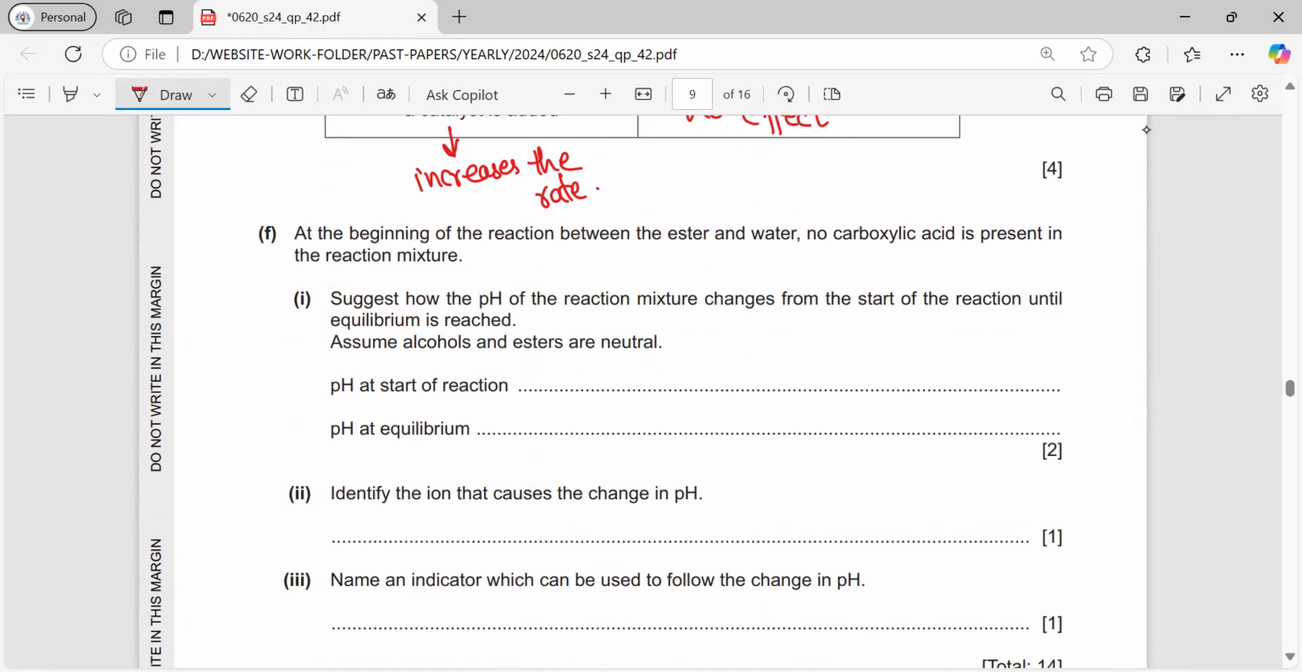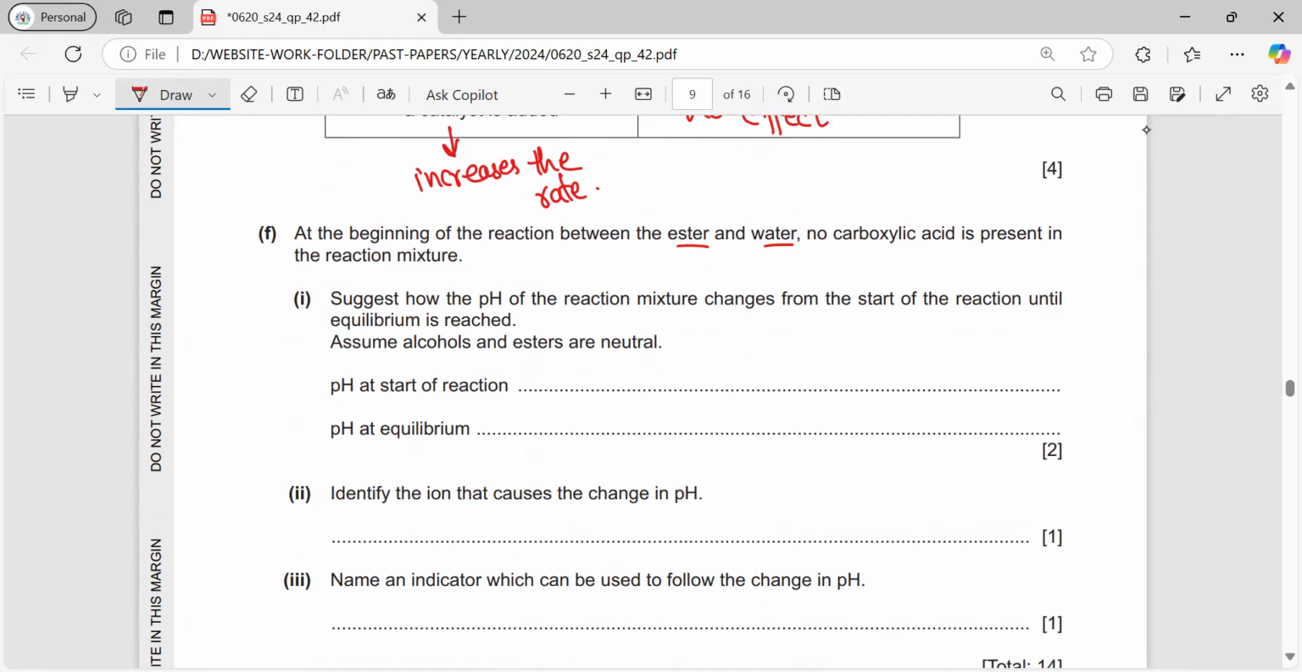At the beginning of the reaction between ester and water, no carboxylic acid is present in the reaction mixture. Suggest how the pH of the reaction mixture changes from the start of the reaction until equilibrium is reached. Assume alcohols and esters are neutral.